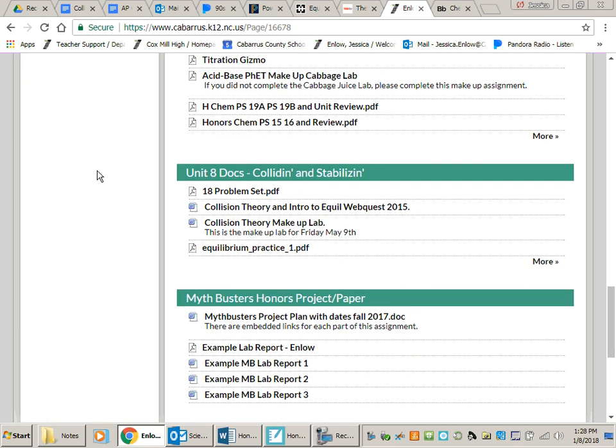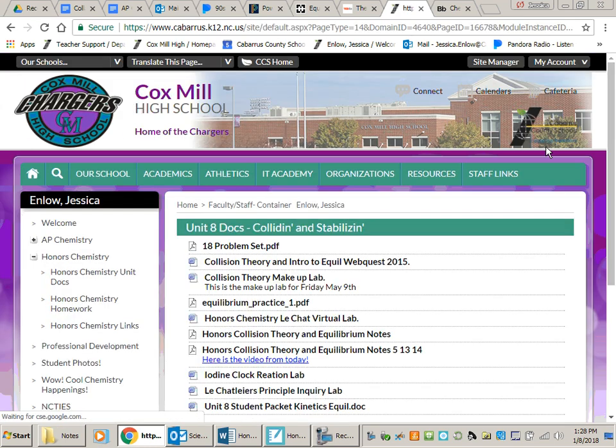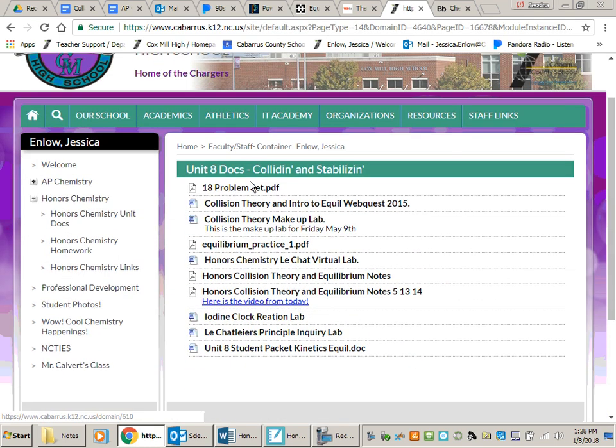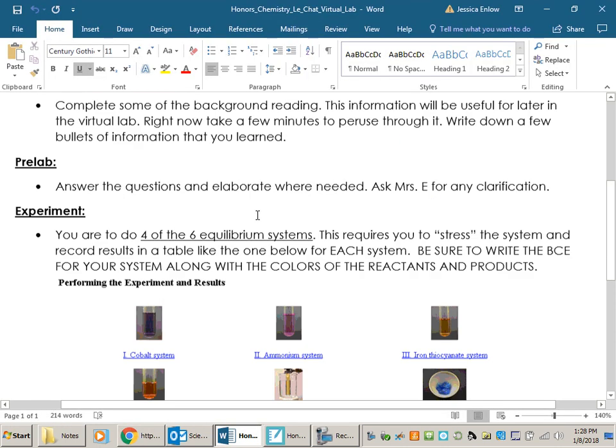Scroll down to Unit 8. If you just Google Enloe Cox Mill, it'll come right to my website. It's easier than going through Cox Mill's. Okay, so we're under Unit 8. You're going to click on Honors Chemistry Le Chatelier Virtual Lab. You have to click more because it's farther down the Unit 8 docs. When you click on Honors Chem Le Chatelier Virtual Lab, this document will pull up for you.